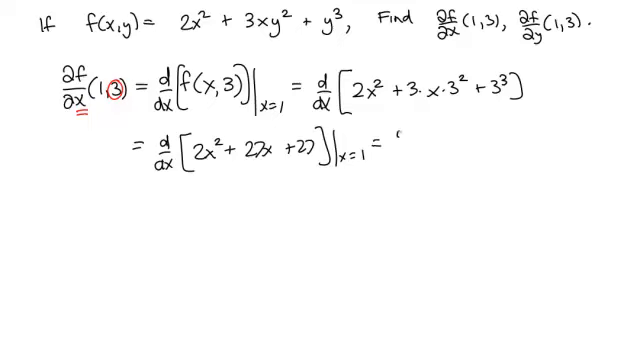So when I differentiate that, I'll get 4x plus 27 evaluated at x equals 1. That's 4 plus 27, or 31.